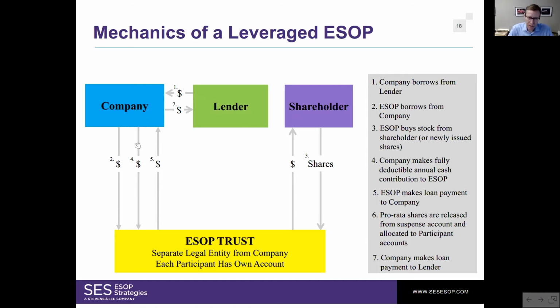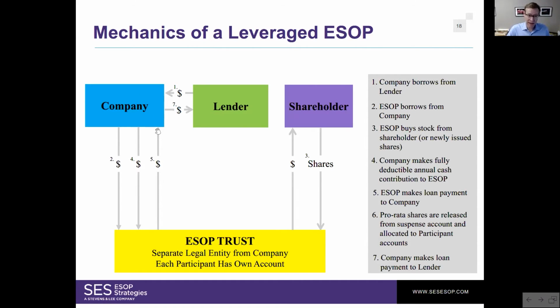So that $1 million moves in a circle. Doesn't really cost the company anything because they got it back in the form of a debt payment. But because it was a contribution to a retirement plan, what that does do is it generates for the company a deduction of $1 million. So it doesn't really cost the company a full $1 million to make that debt payment or that contribution to the ESOP. Instead, it only costs, say, $650,000 or $600,000 in my example.